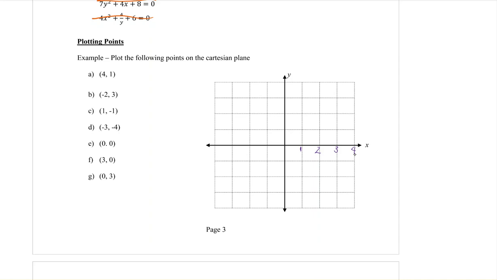And negative numbers as you go to the left, -1, -2, -3, -4. Then as you go up, it's counting up positive numbers, so 1, 2, 3, 4. And negative numbers as you go down, -1, -2, -3, -4. Okay, so you need to have that all labelled on there.